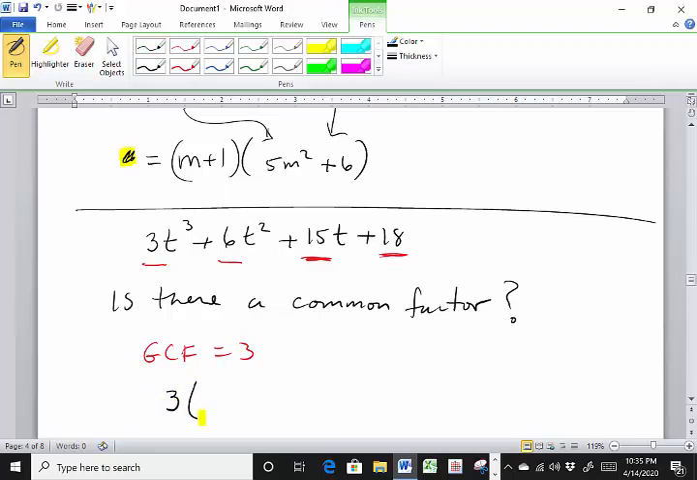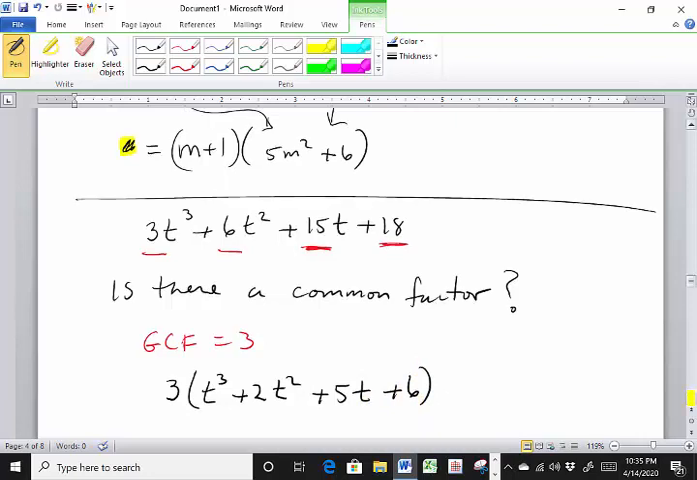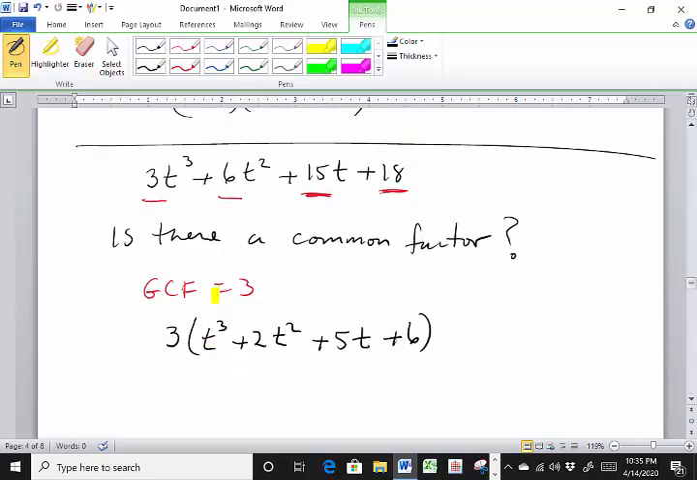And then 3 times what gives me 3t cubed? Well, it's t cubed. 3 times what gives me 6t squared? Well, that's 2t squared. 3 times what gives me 15t? Well, that's 5t. 3 times what gives me 18? It's plus 6. Now here, we have 4 terms. So you can say, well, there's a possibility that we could use factoring by grouping.